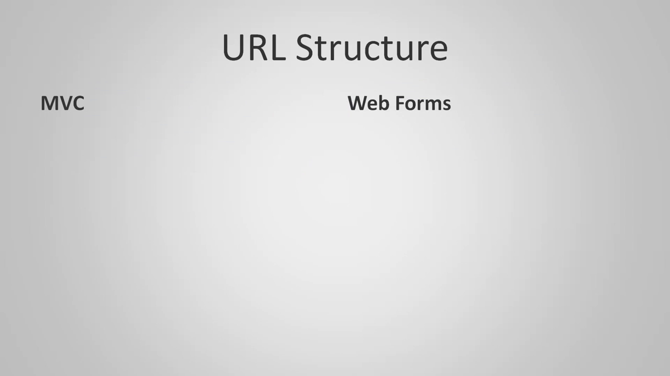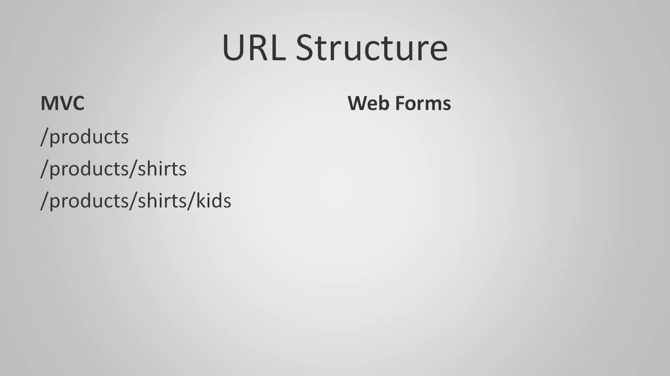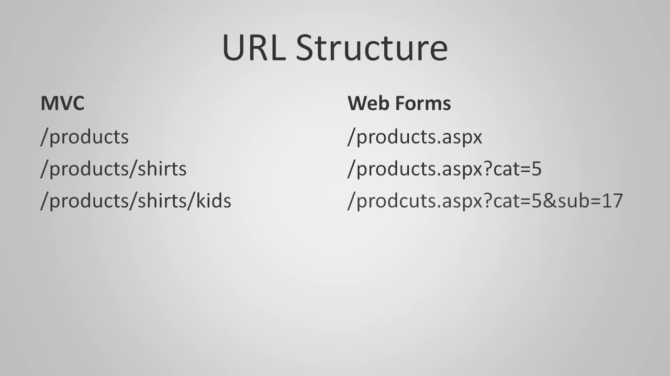For example, when it comes to URL structure, MVC allows URLs to be defined by the developer using any structure they'd like. Whereas in Web Forms, by default, URLs are generated based on the file structure and also typically contain query strings to produce dynamic pages.